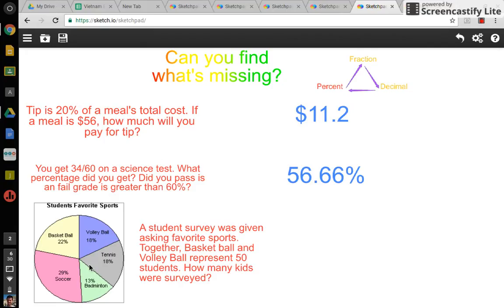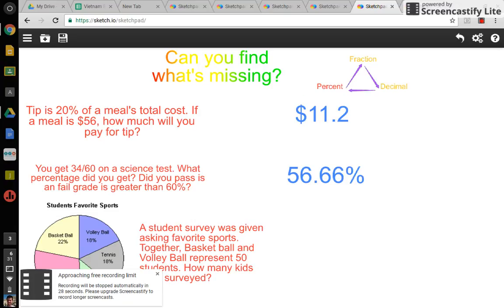Okay, so let's think about that for a sec, and let's think about a strategy for how we might be able to solve this type of problem. Well, we know that 22% is our basketball, and we know that 18% is our volleyball. We know that together 22% plus 18% is equal to 40%. So we know that 40% of all of our students, however many that is, is equal to 50 students. 40% of our unknown amount is 50 students.